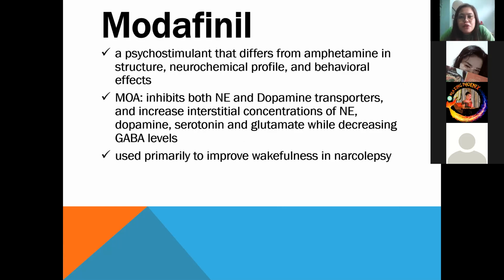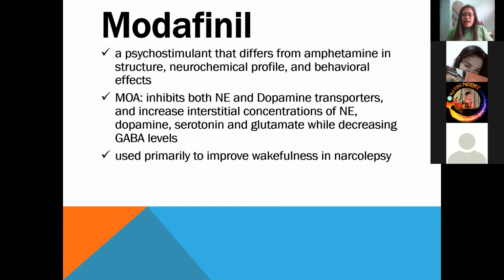Its action is amphetamine-like, but in terms of its structure, its neurochemical profile, and behavioral effects, it is different from amphetamine. So, it has other mechanisms of action. It can inhibit both norepinephrine and dopamine transporters, the reuptake, and increase interstitial concentrations of norepinephrine. So most likely its action is on the norepinephrine transporter, but aside from norepinephrine, it can also affect dopamine, serotonin, and glutamate. These three are also neurotransmitters. Though glutamate is an amino acid, it can also act as a neurotransmitter. And by the way, dopamine, serotonin, and glutamate are excitatory neurotransmitters.